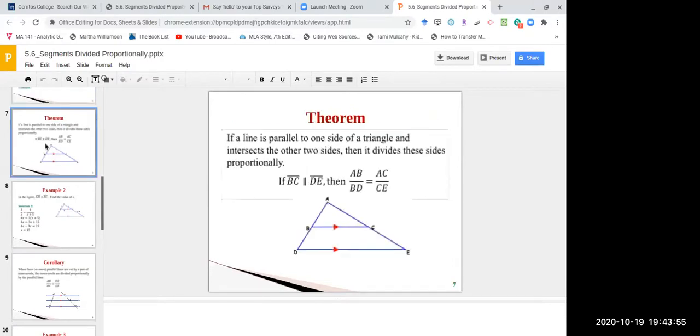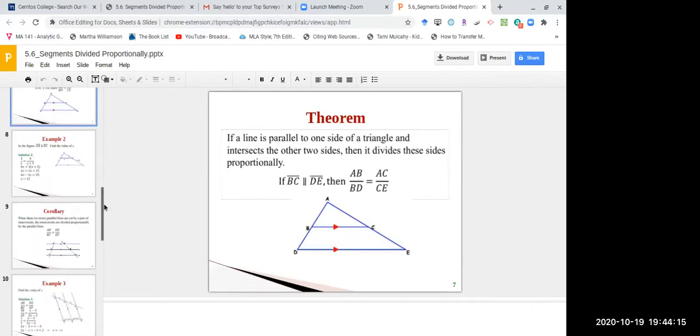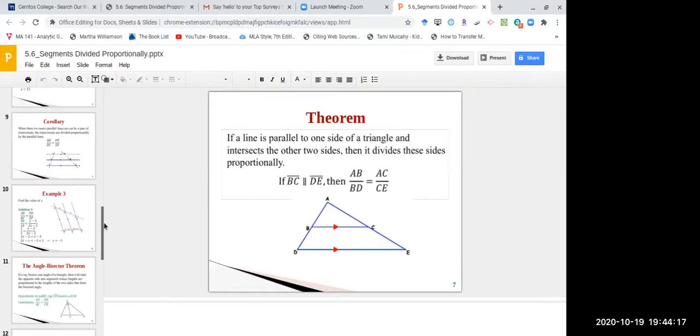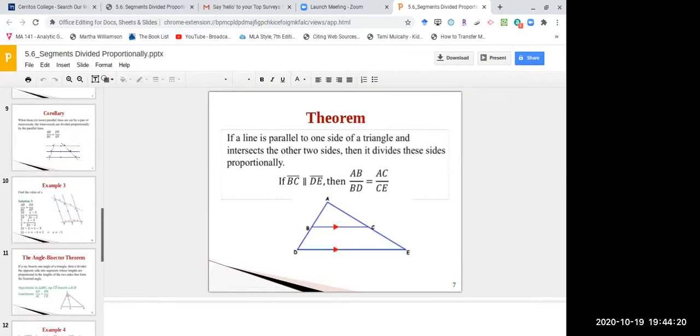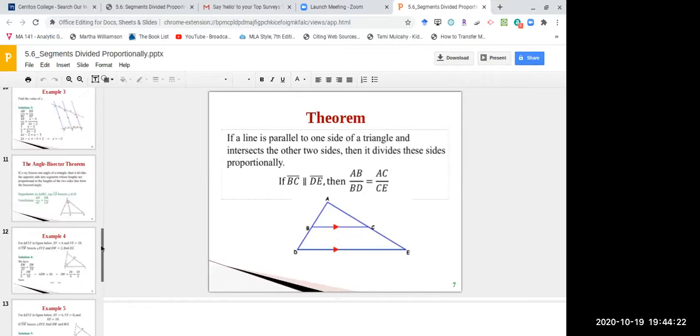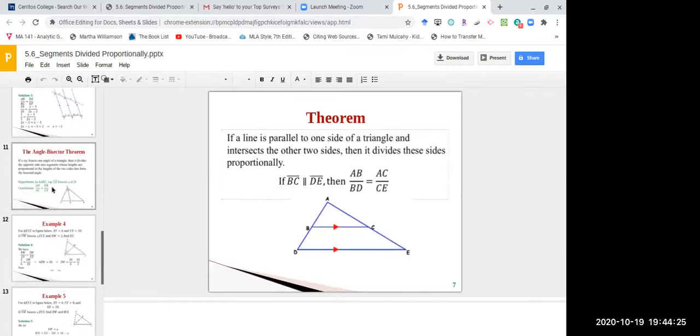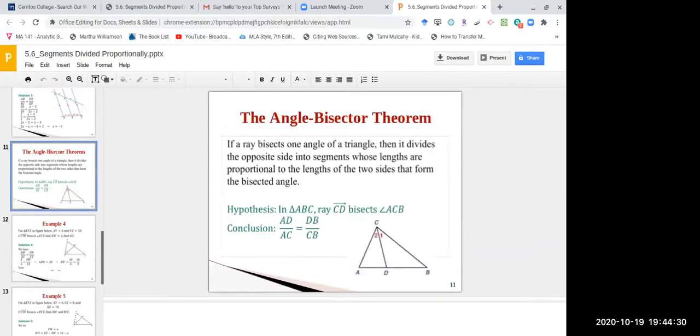There is another theorem here on slide 7. If a line is parallel to one side of a triangle and intersects the other two sides, then it divides these sides proportionally. So again, there's a proportional theorem for you. There's a corollary to that theorem as well. And I wanted to pay special attention to example 4. And this is relating to the angle bisector theorem.